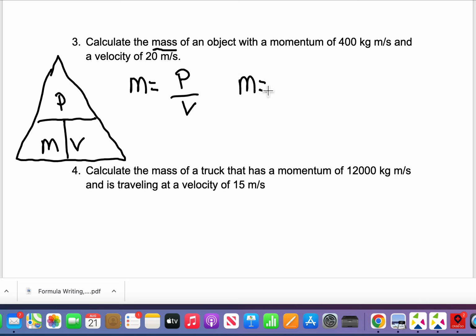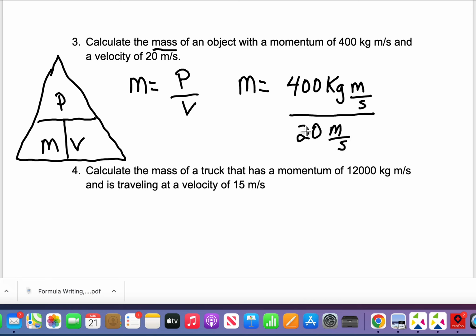Okay, so we write the formula. We're going to plug the numbers in, so we got to make sure we get them in the right spot. P, we're looking for momentum. A momentum is going to have a unit of kilogram meters per second. So that's 400 right there, 400 kilograms meters per second. And we're going to divide that by the velocity, which is 20 meters per second.